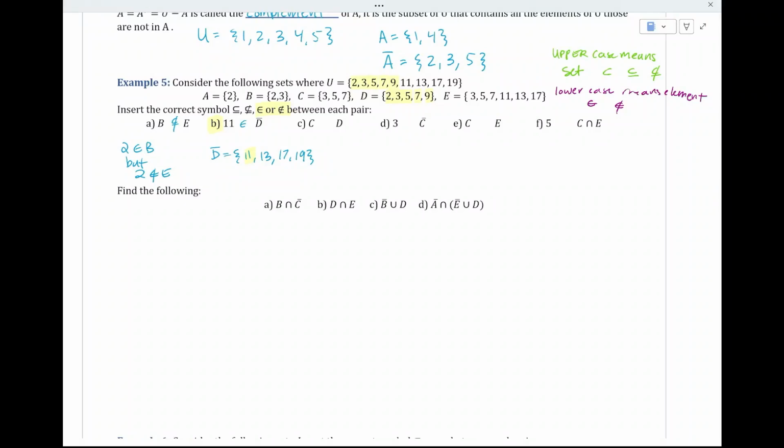Next up, C and D. These are both capitalized, so these are both sets. So we're going to use subset or not a subset. Here's C and here's D. I'm looking, 3, 5, and 7 are in C. 3, 5, and 7 are also in D. So C is a subset of D. C is also a proper subset of D. That's not one of our choices, but I just want to note that there are some elements in D, the 2 and the 9, that are not in C.